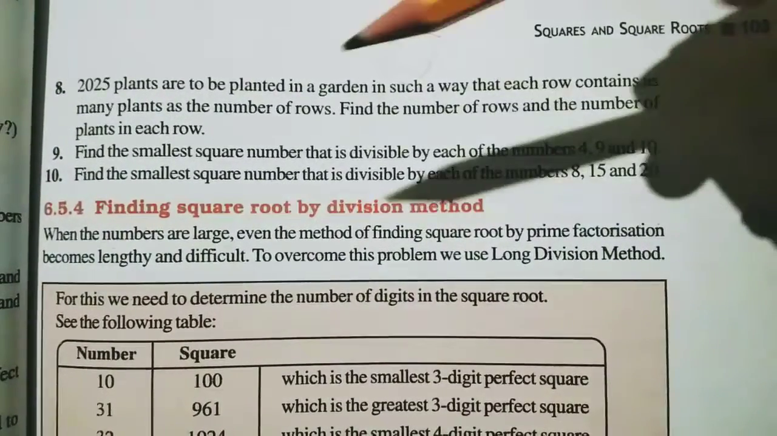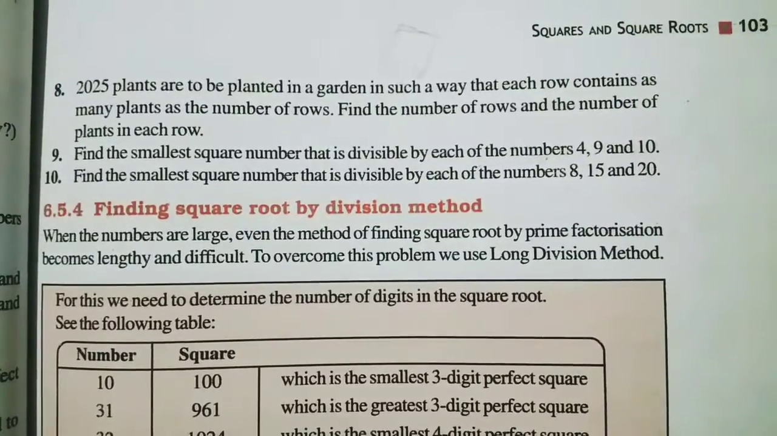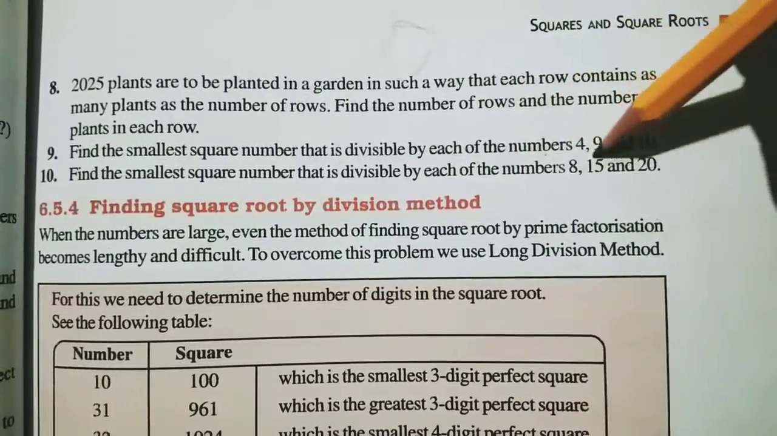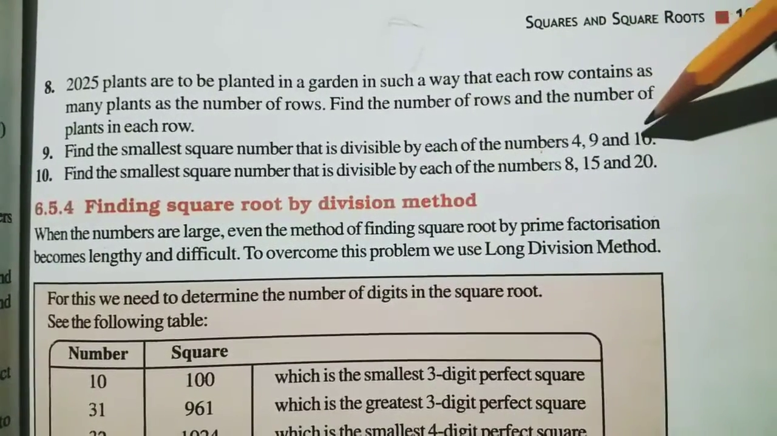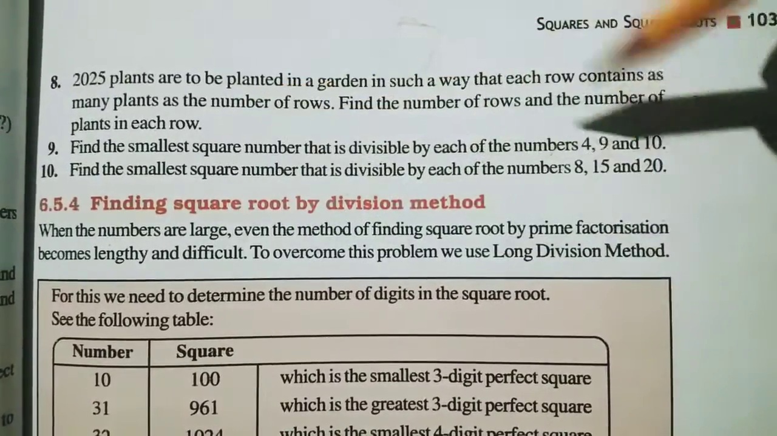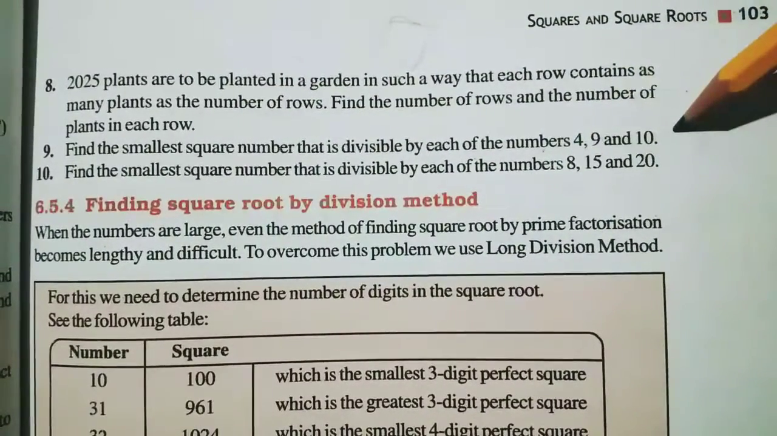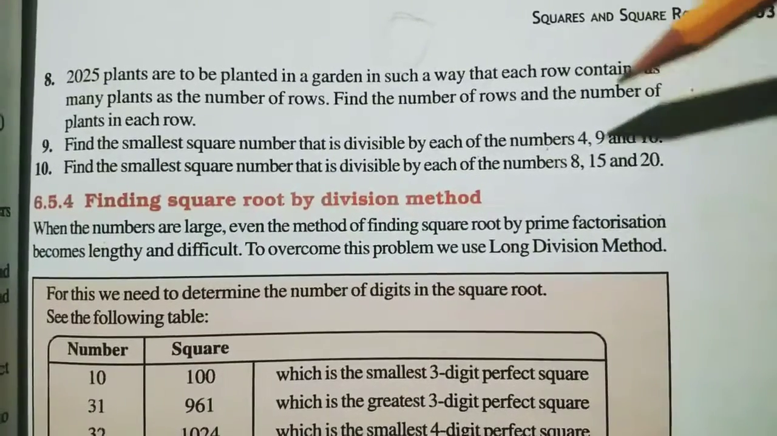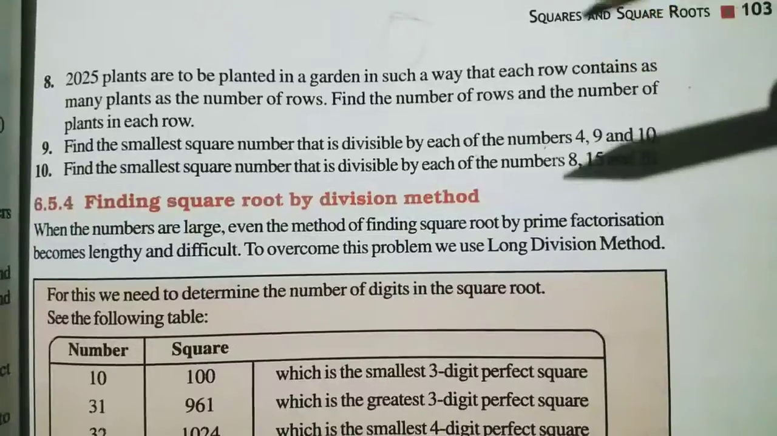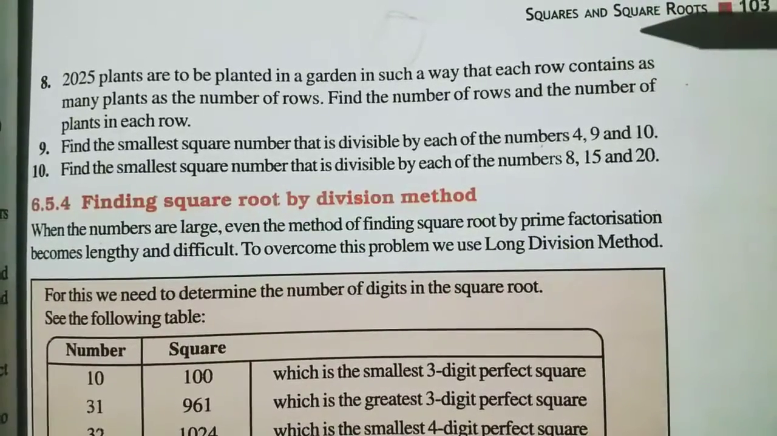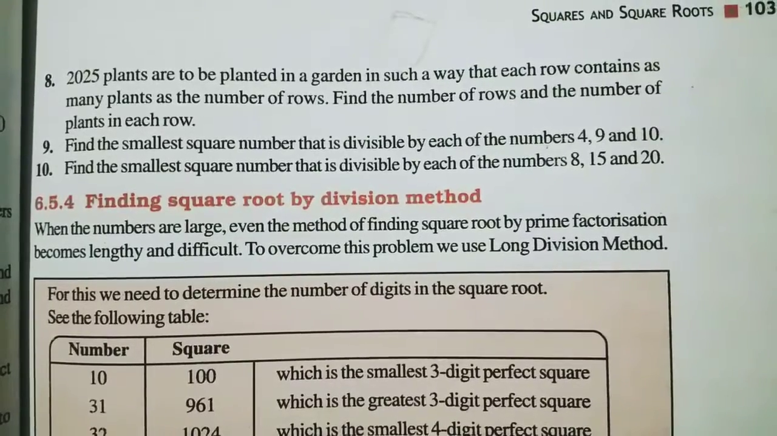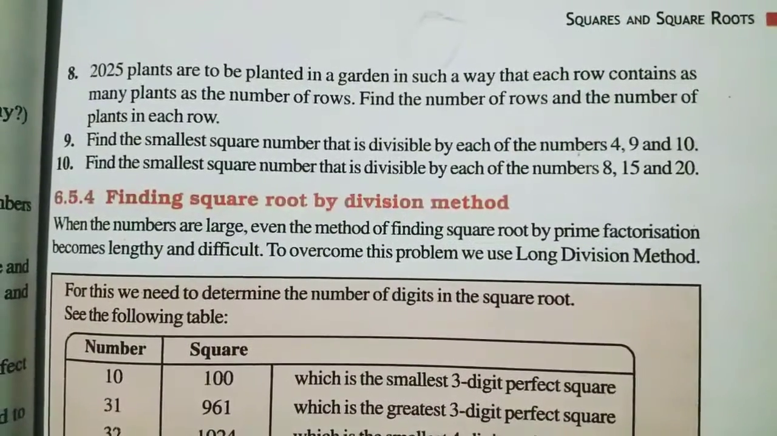To find the smallest number of anything in any word problem, you always have to find the LCM of the numbers, because the full form of LCM is least common multiple, and least means small. So you have to find the LCM of these three numbers. Understood? Then one number will come as the answer. That number is not a perfect square, so you have to make it a perfect square. Let's do this.